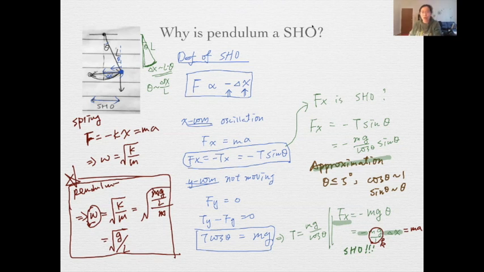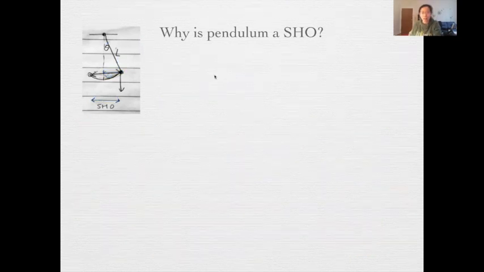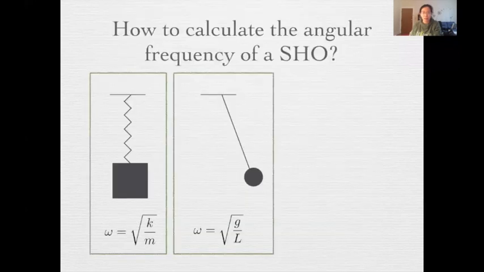Okay, so I'm going to conclude our finding here. How do we calculate the angular frequency of any simple harmonic oscillation? Now we know the frequency of the spring depends on the mass of the object and the spring constant. So omega is the square root of k over m. A pendulum is also a simple harmonic oscillation, and its frequency only depends on the gravity and also the length of the pendulum.